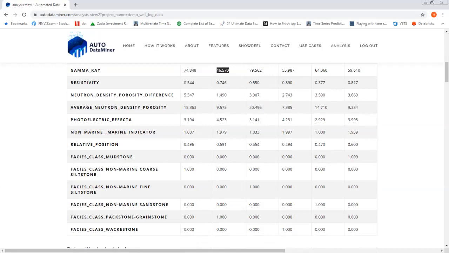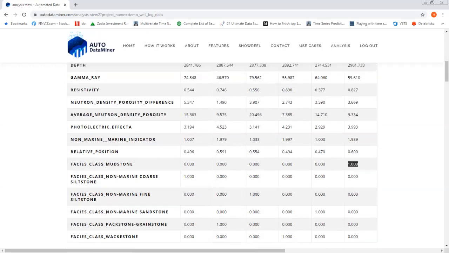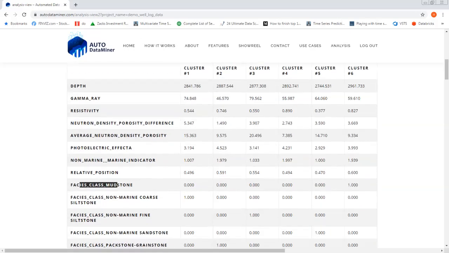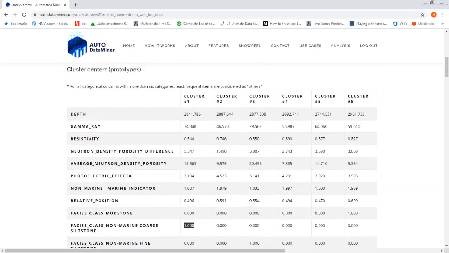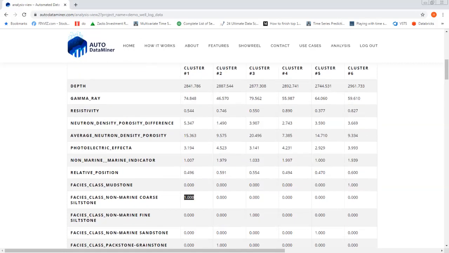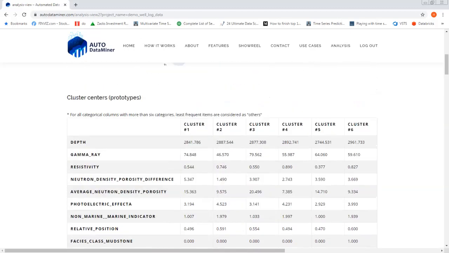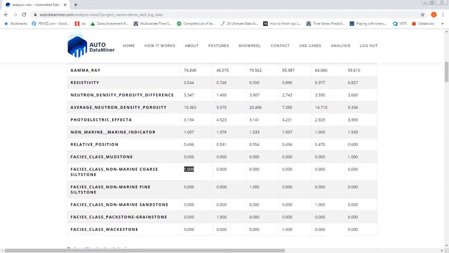So you see, for example, facies class, when this is mudstone, this is the overall characteristic of this class. Or when we have the other one here, this is the characteristic of that class. In this way, you're going to get a group of data, and then you can analyze your data based on grouping.